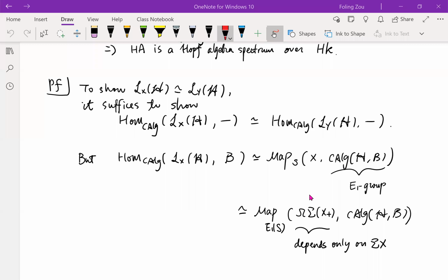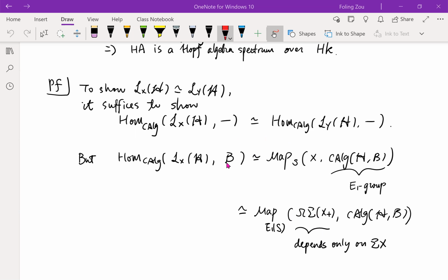And so, by the free and forgetful adjunction, we can replace the first space by the free E1 group object on it, which is given by loop suspension of X plus. And here, this loop suspension of X plus only depends on suspension of X. So if we have suspension of X equivalent to suspension of Y, then we will get an equivalence of functors at this stage, which gives an equivalence of functors from the beginning.